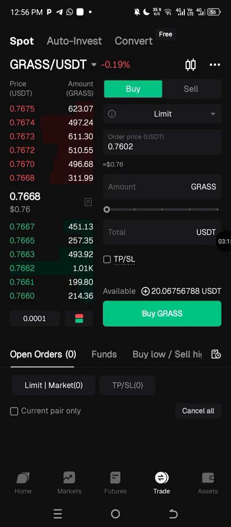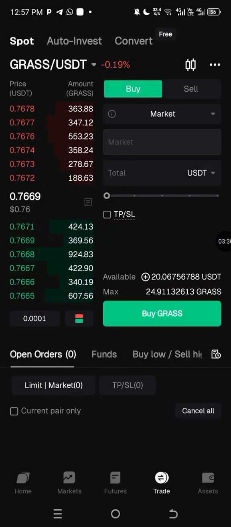You want to trade. Let's say you want to trade this coin now, Grass USDT. Amazing pair, isn't it? Now, if you want to do this, it's very simple. You can buy it on market price. You can also buy it on limit price. Now, I'll talk about the market first.